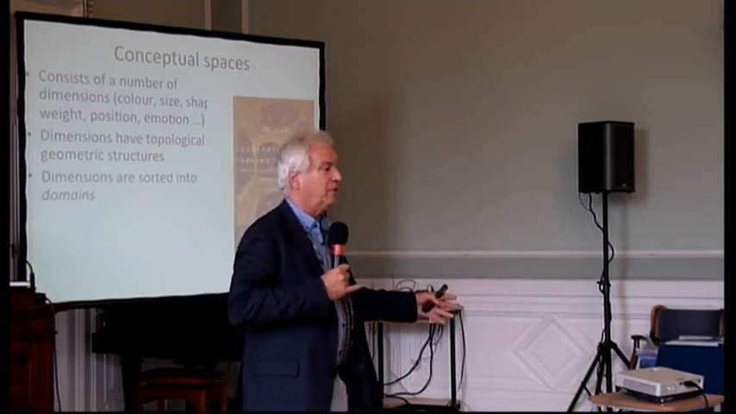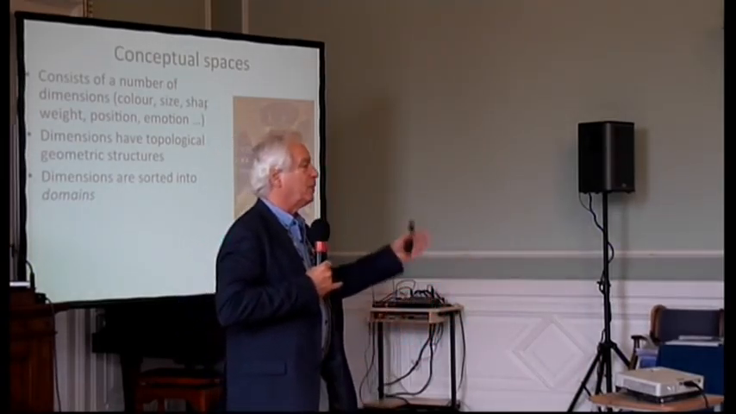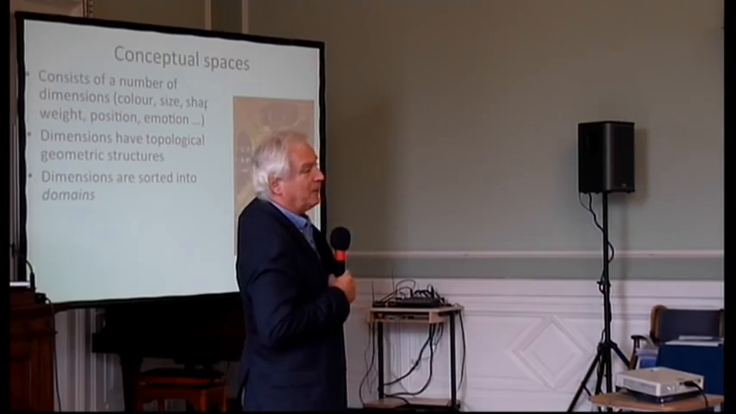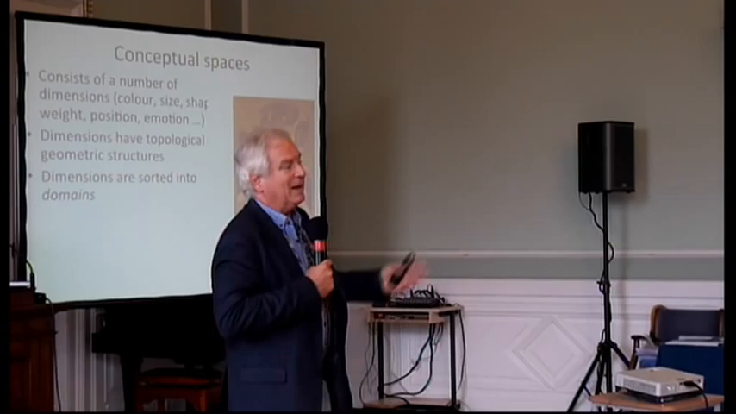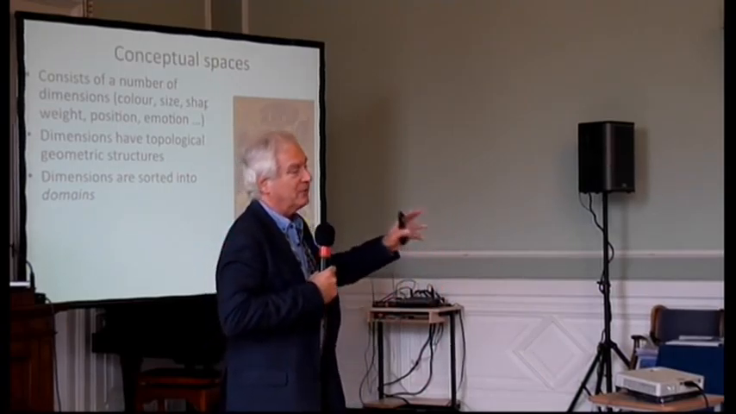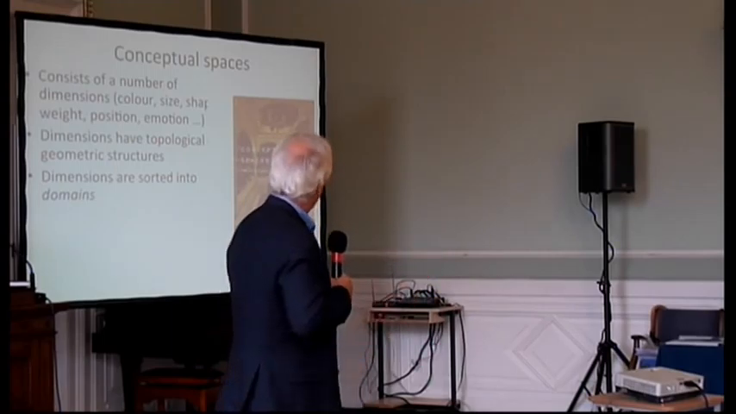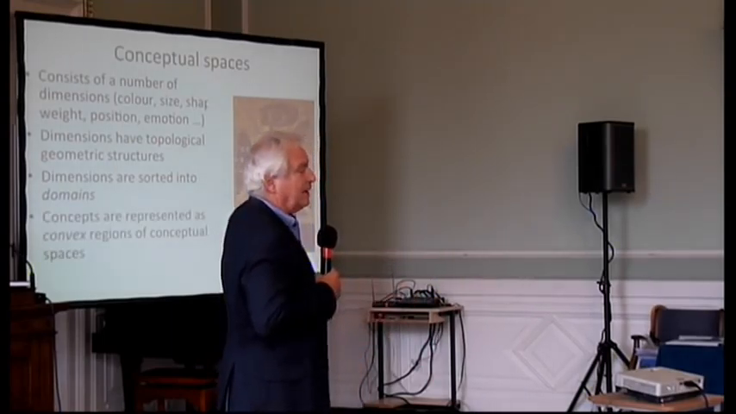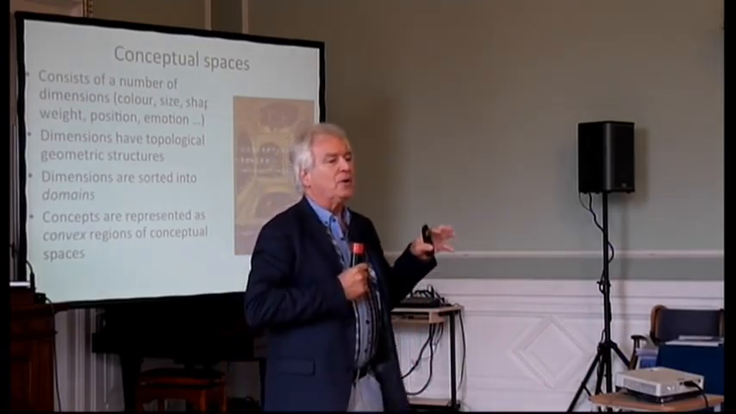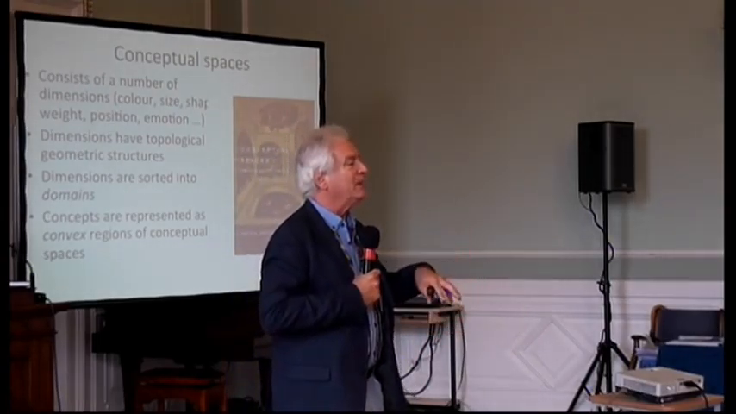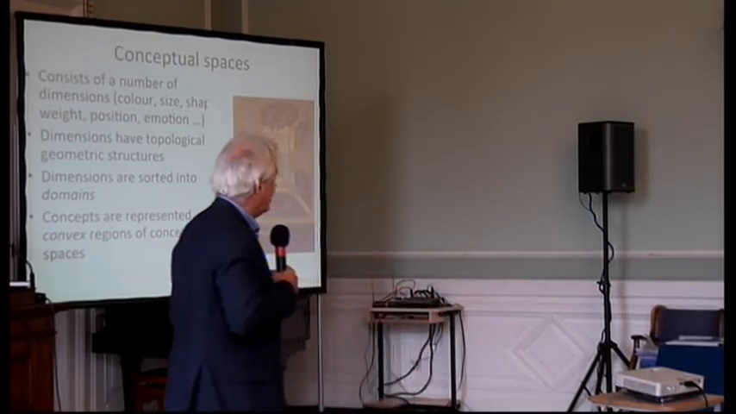We have the three spatial dimensions that form one domain. I'll talk about the color space, where we also have three dimensions. Emotion space is very often defined in two dimensions, though you can discuss that. Smell is defined in four or maybe five dimensions. We sort the information into domains, and each domain has its topological structure. And that's my second strong assumption: we represent concepts as convex regions in these domains. Convexity, I'll get back to what that means, but it's nothing very difficult.